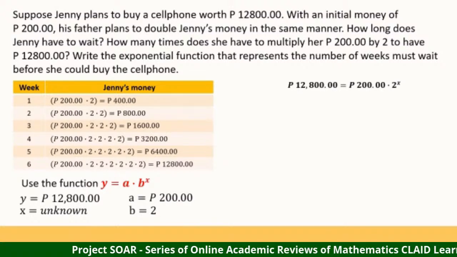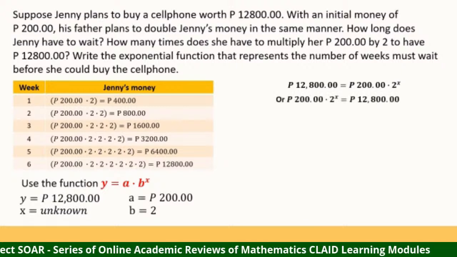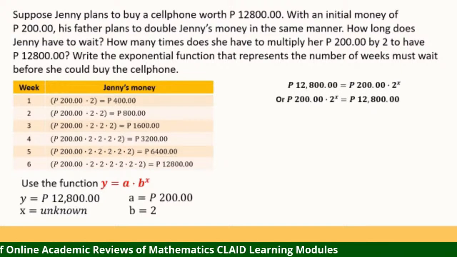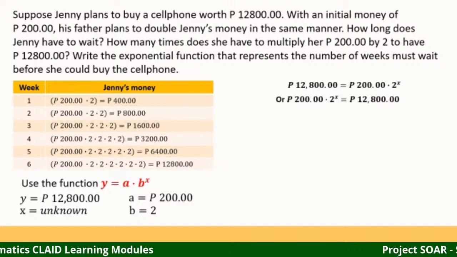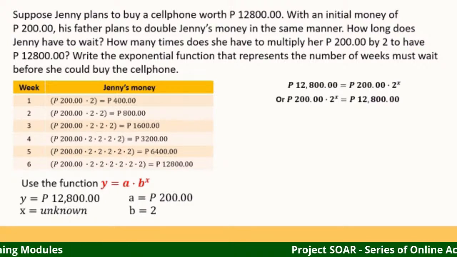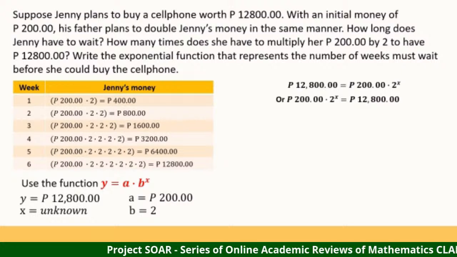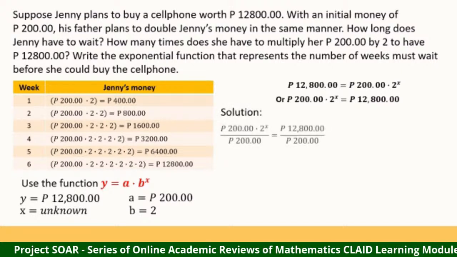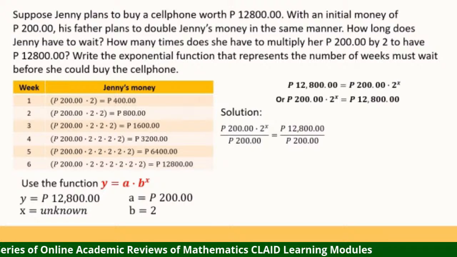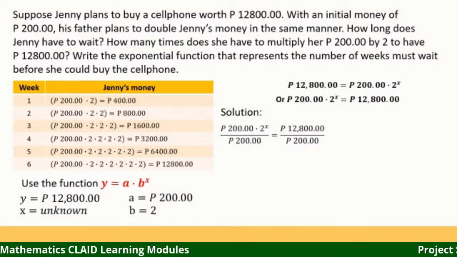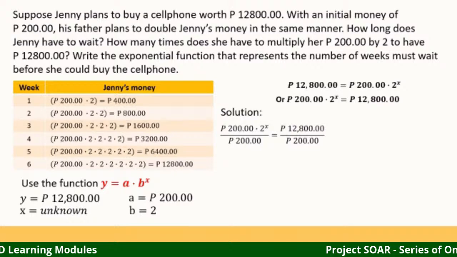Or pwede naman natin pagbaliktarin yan. We have 200 pesos times 2 raised to x is equal to 12,800 pesos. Okay, so paano natin siya isasolve? From the given exponential function, 200 pesos times 2 raised to x is equal to 12,800 pesos.